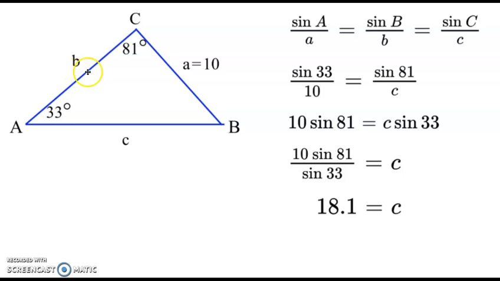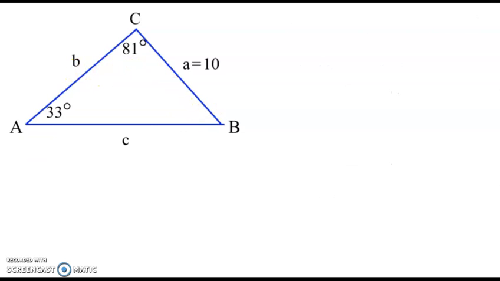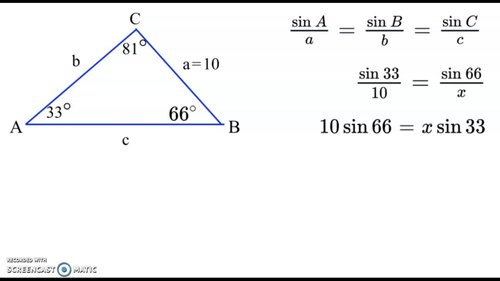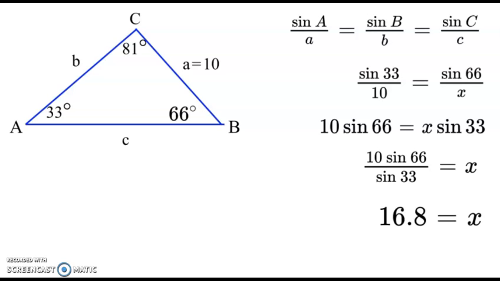To find side b, I need to find angle B first. So I add up these two angles and subtract from 180 to get angle B. Now I can set up my proportions. So sine of 33 over 10 equals sine of 66 over x. So then I cross multiply. 10 times sine of 66 equals x sine of 33. Divide both sides by sine of 33, and I'll be left with approximately 16.8.